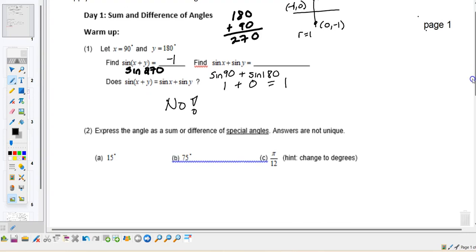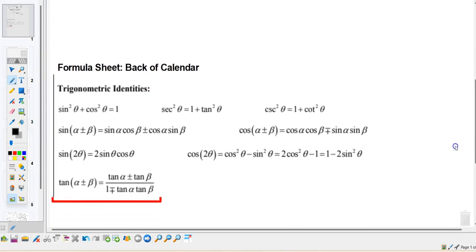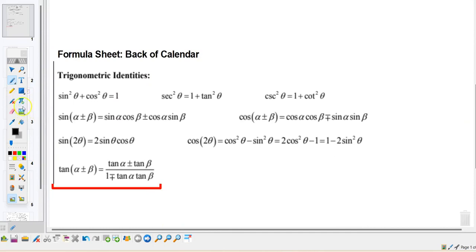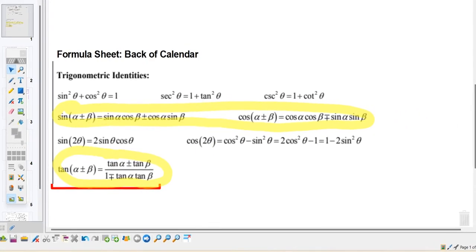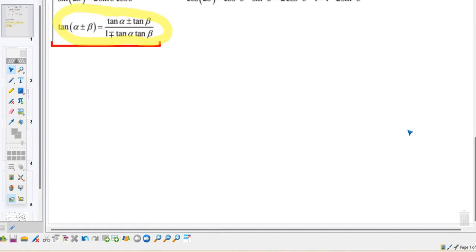If you look on the back of your new calendar, we have a new set of identities that we're going to focus on. Right here is sine alpha plus beta or alpha minus beta, cosine, and then underneath the other two, tangent. So let's talk about what these symbols mean, because this is six identities written in 3.